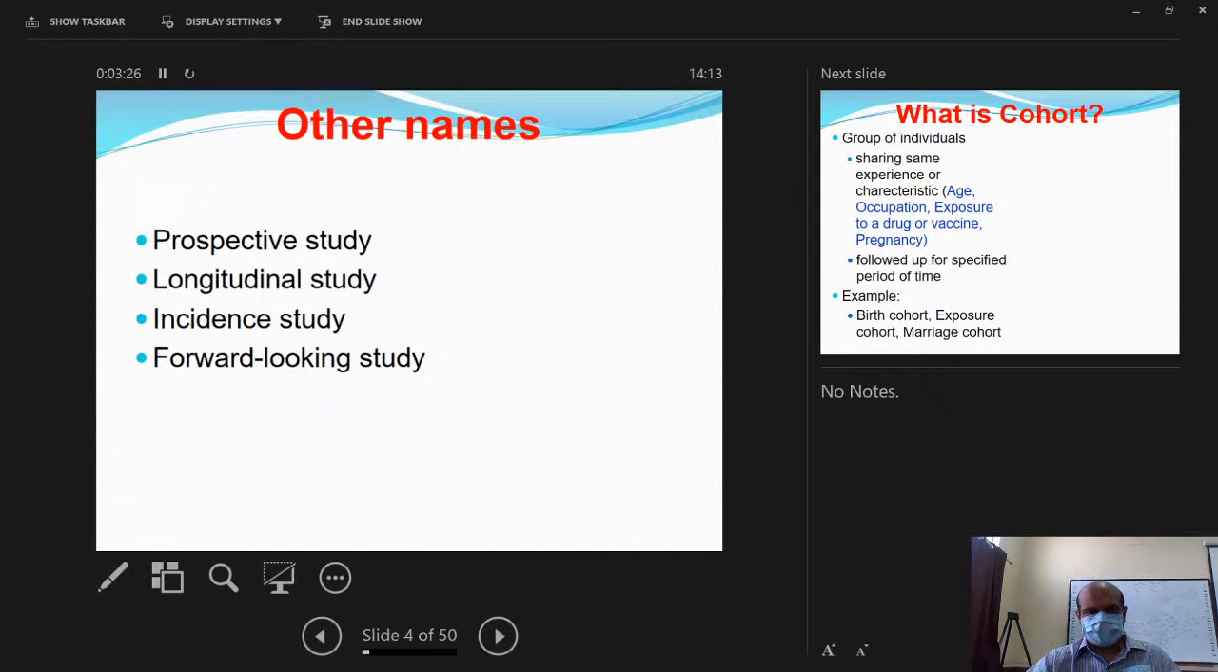Okay, so there are other names of this cohort study. It is also called prospective study, longitudinal study, incident study, and forward-looking study. Don't get confused. Prospective study, longitudinal study, incident study, and forward-looking study are the same, right?